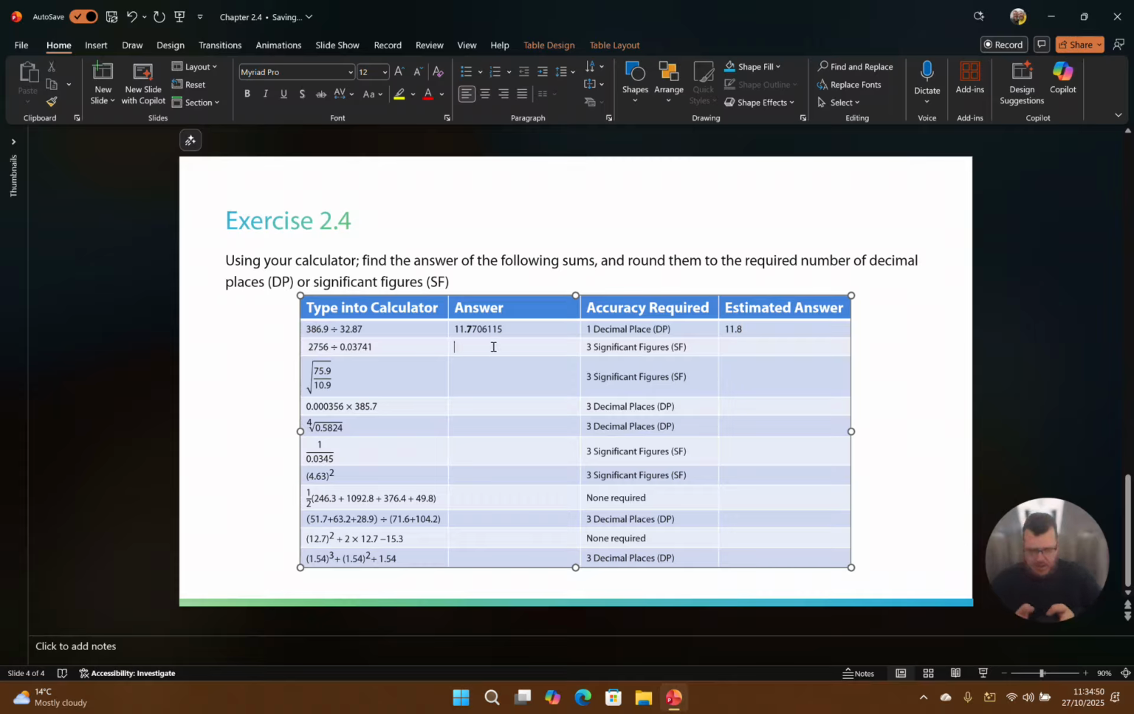The next one is 2,756 divided by, we have basically inverting the sum. To which we get this, because we made it much bigger. Just remember, if you're dividing anything by a number less than 1, we are going to make the number bigger.